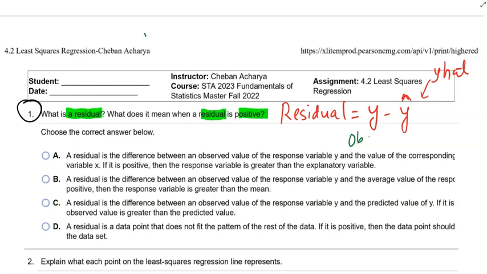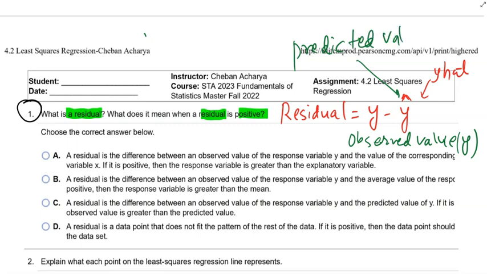Observed value y, and the y hat is called predicted value. And that's the formula of residual. Therefore, the residual is the difference between an observed value and the predicted value. Remember, the observed value comes from the table.